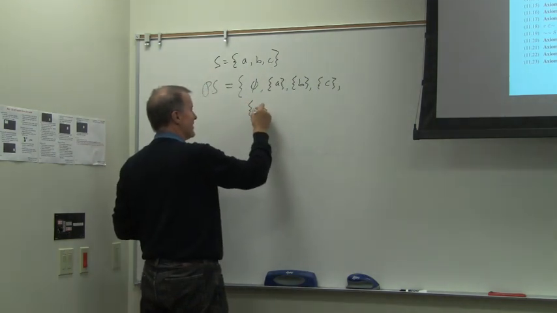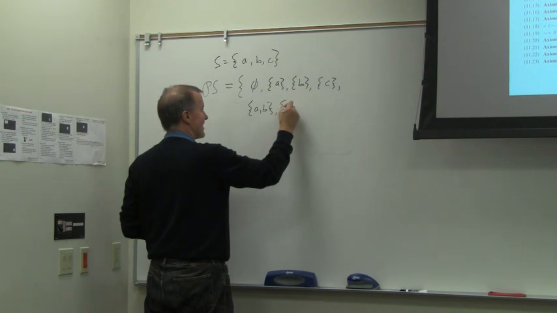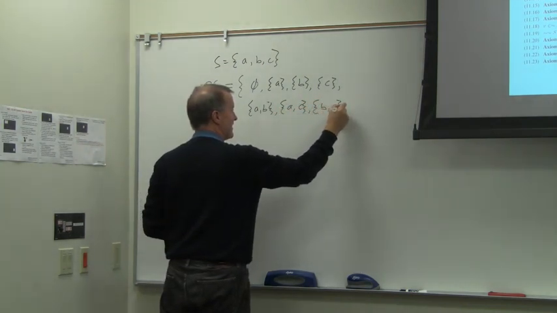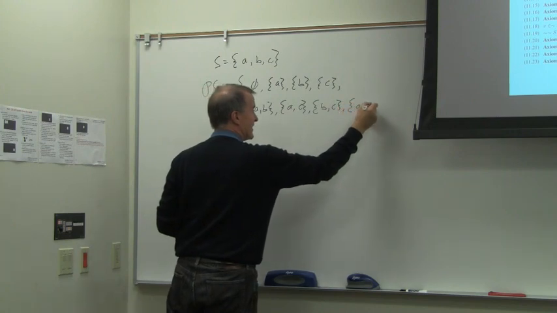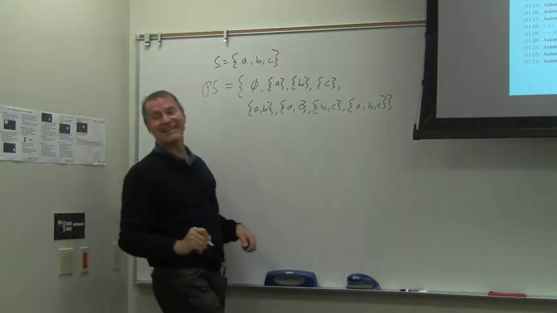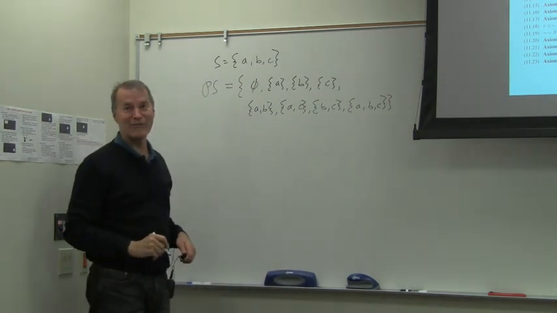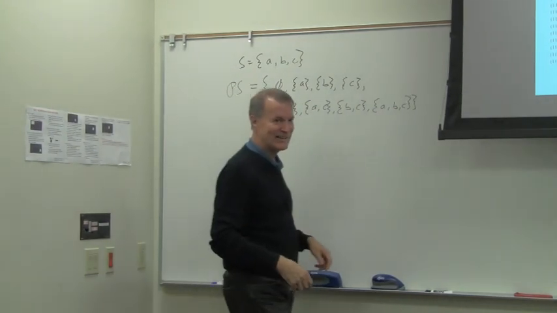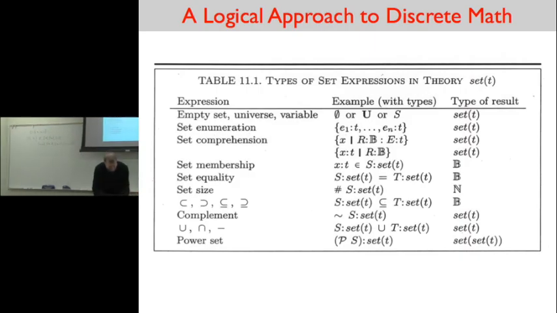Set AB. A, B. Set AC. Set BC. Set ABC. Set A, B, C, inset into the set. Are you with me, sports fans? Are we good? Now look.